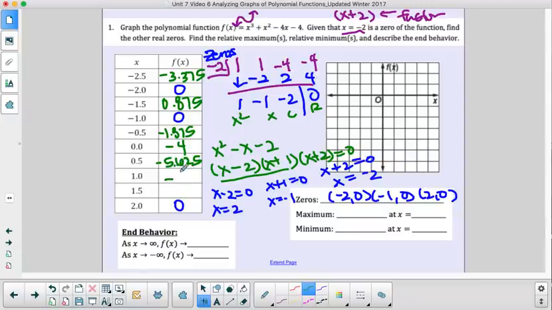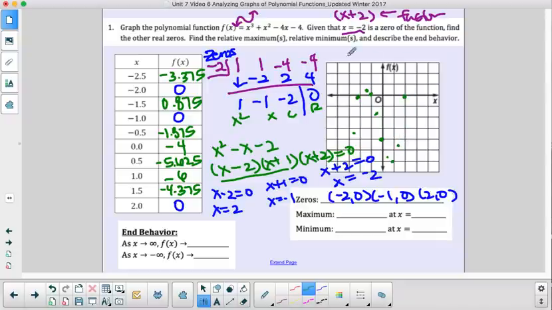After I get these all copied down, I'm actually going to go ahead and plot the points. So I have negative 2.5, negative 3.37. Negative 2, 0. So I'm going to kind of just do this quickly. Hopefully you should be good with plotting points. Okay, so there's my shape.